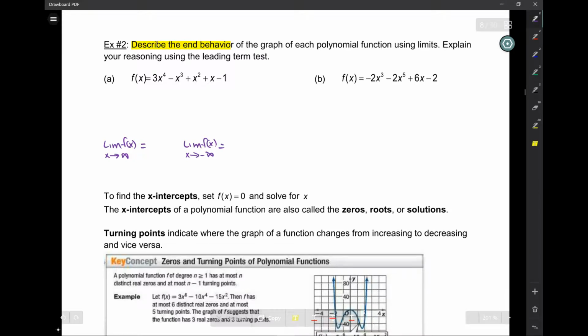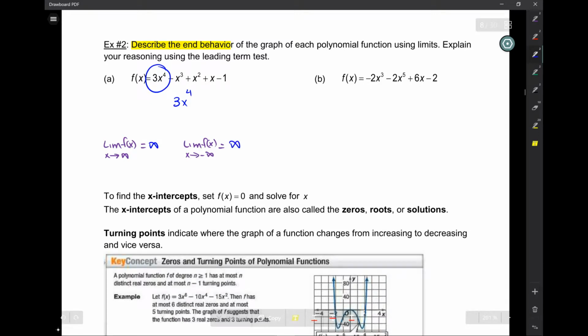Now, here's what I do. I pick the leading term. The leading term is the one with the highest exponent, not the first one, the highest exponent. And I take that entire term along with its sign, right? So now I have 3x to the 4. So think about it. For positive x's, is that value going to be positive or negative? Positive. So it goes up to positive infinity. For negative x's, what is that going to be? Positive.